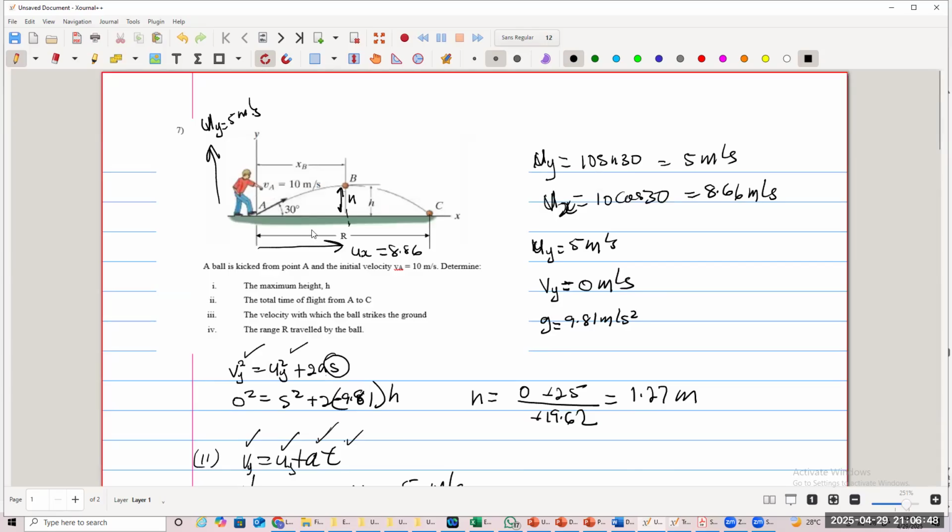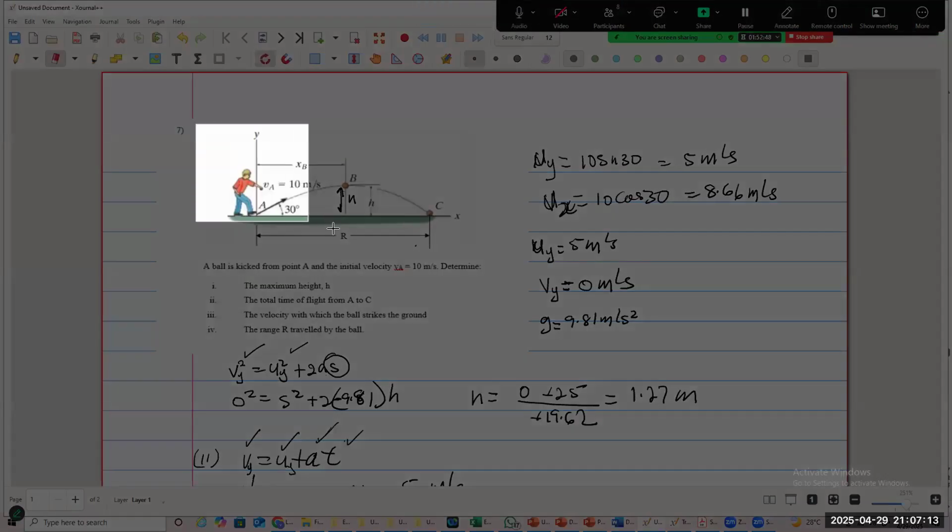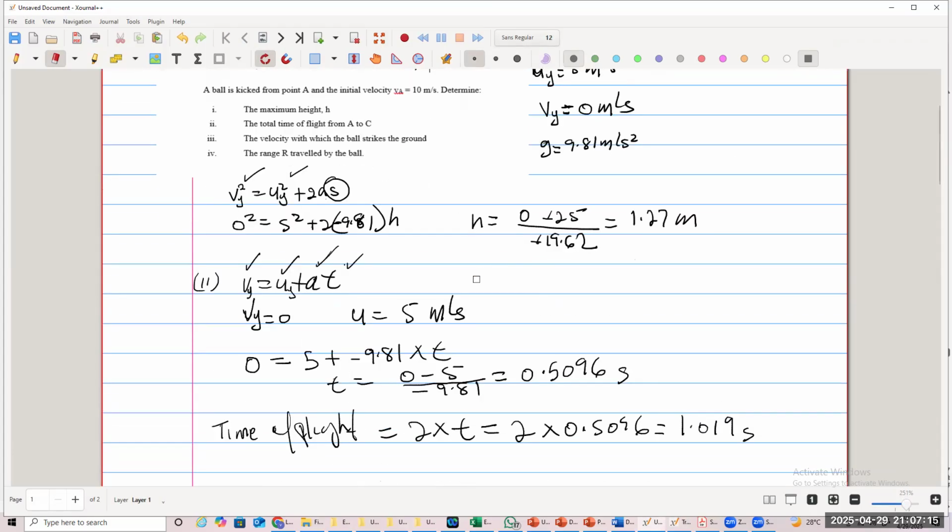All right. Let us clean up the diagram. Sir, one quick question there. At no point in time are we going to take into consideration the 10 cos 30 in any calculation whatsoever? I just use the y component alone? Yes, you use it in the range, and when you find the final velocity for it to hit the ground. Those two times when you use it.